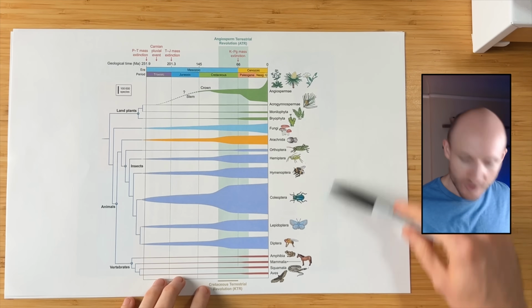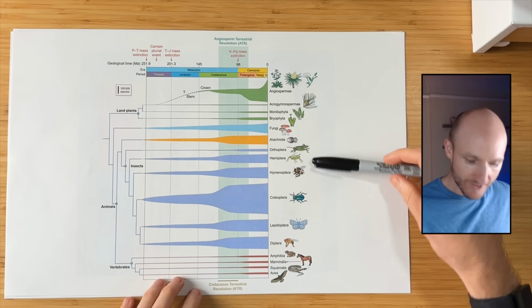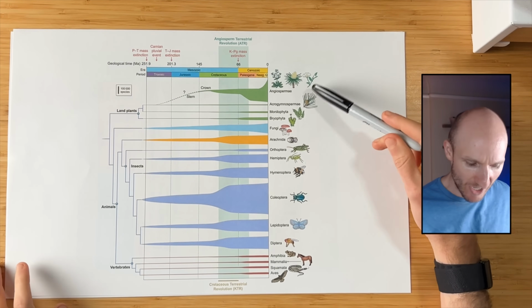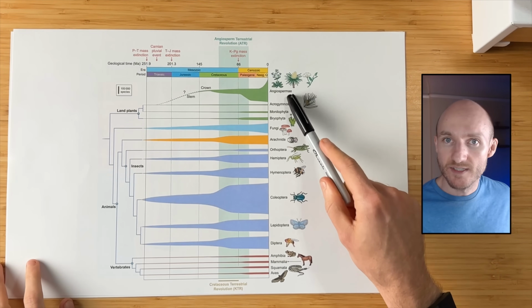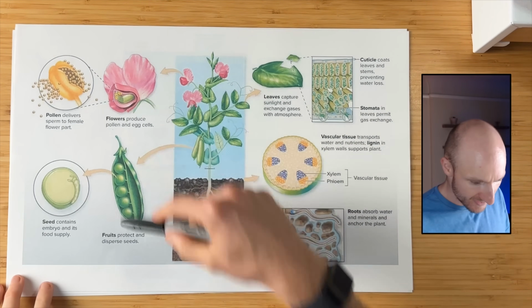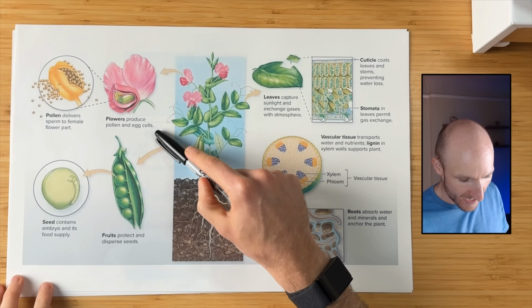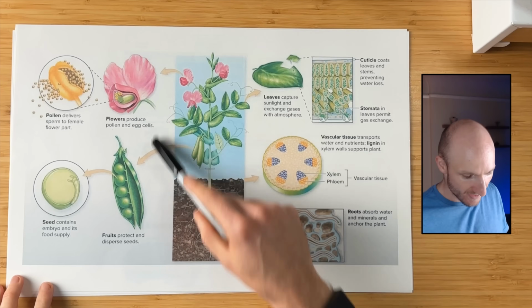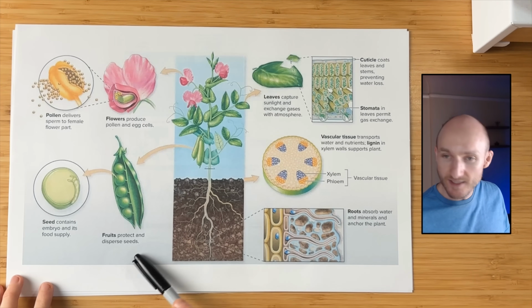And so all of these creatures, all these insects, they co-evolved with these angiosperms. And I think it's something like 90% of plant biomass today are these angiosperms, these flowering plants. And angiosperms did kind of two main things. The first is, in terms of reproduction, they made flowers that produce pollen and egg cells, and they also have these fruits to protect and disperse their seeds.